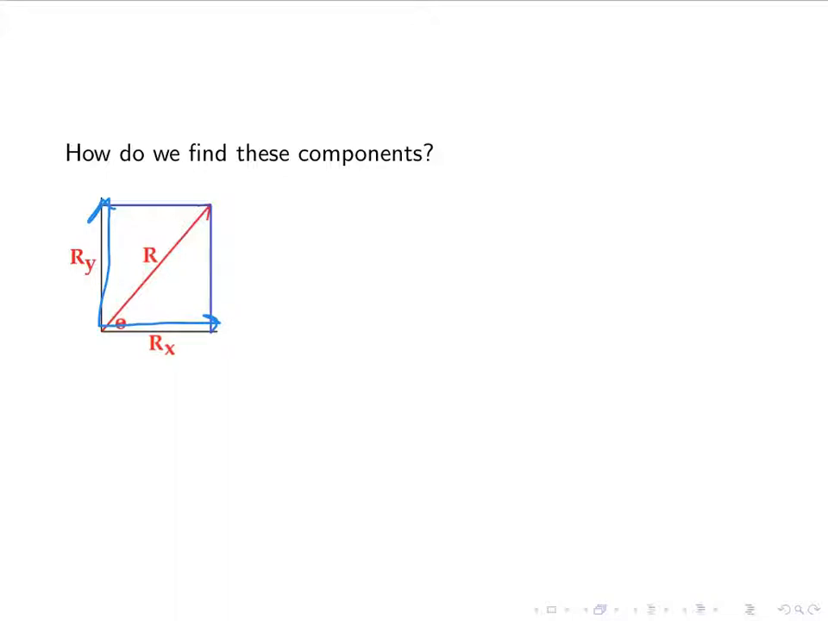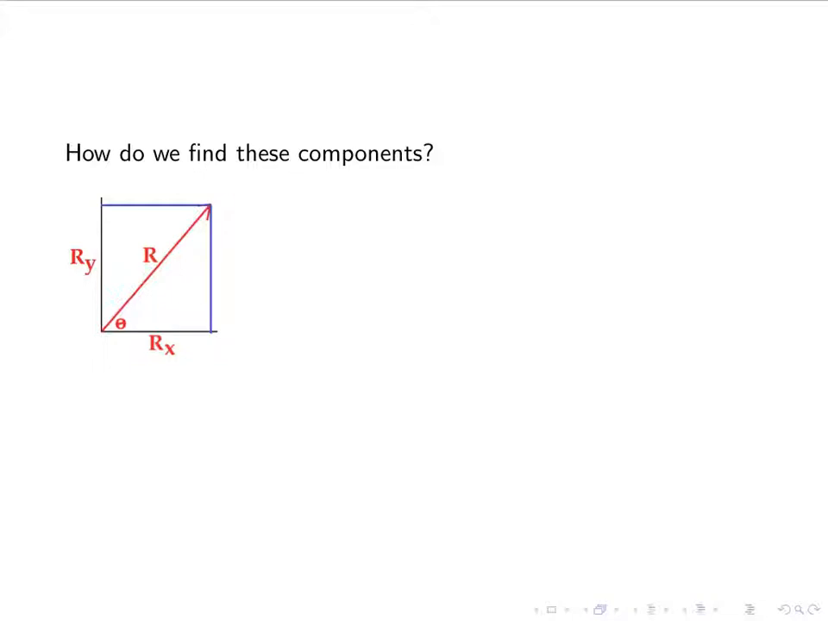So again, the question is, and I'm going to erase these lines that I just drew, how do I find r sub x and r sub y? Remember that for a vector, I need both magnitude and direction, but if I know that it's a vertical or a horizontal component, I already know the direction. So all I really care about is the magnitude. So I just want to know how long each of these vectors are.